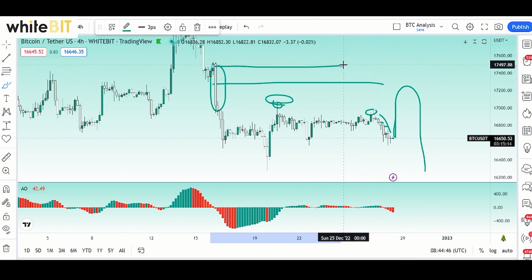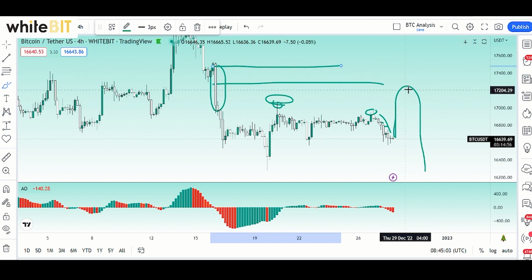But I think that Bitcoin will not visit this zone, and this price at $17,200 will be our maximum target. And it will be the wave C. I suppose here will be the very nice entry point for the short trade.